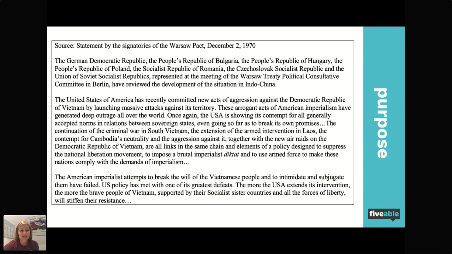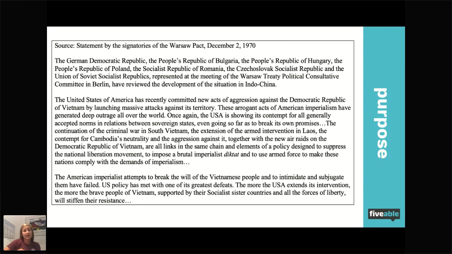The American imperialist attempts to break the will of the Vietnamese people and to intimidate and subjugate them have failed. U.S. policy has met with one of its greatest defeats. The more the USA extends its intervention, the more the brave people of Vietnam, supported by their socialist sister countries and all of the forces of liberty, will stiffen their resistance.